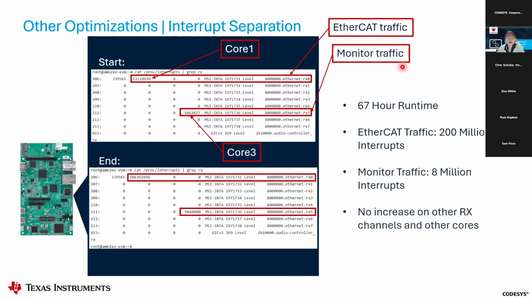So after a 67-hour runtime, I noticed that only the Rx channel mapped to EtherCAT traffic increased about 200 million interrupts, and the Rx channel mapped to monitor traffic increased about 8 million interrupts, and that there are no other increases on any of the other Rx channels and other CPU cores, indicating that this interrupt separation setup is also successfully working on the actual EtherCAT setup.